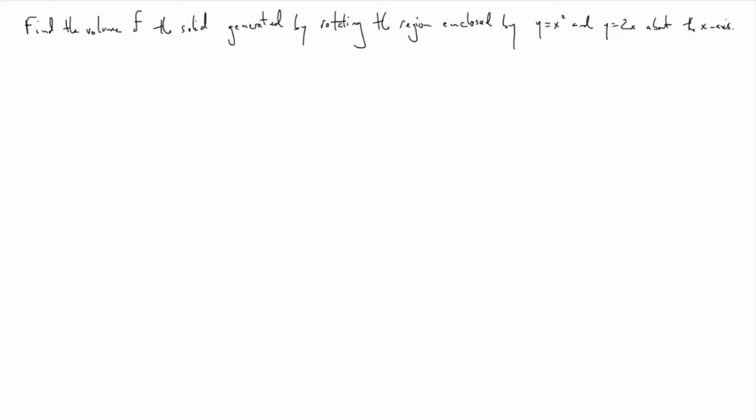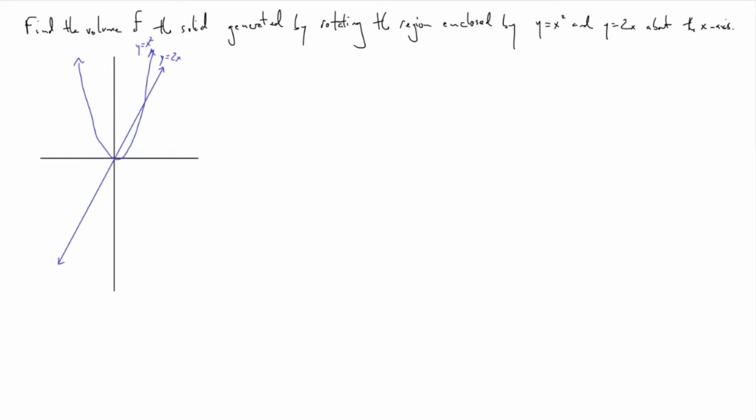Hey, let's continue our discussion of volume with some slightly more complicated examples. Our first example is this one. We'd like to find the volume of the solid generated by rotating the region enclosed by the curves y equals x squared and y equals 2x about the x-axis. And the picture looks something like this.